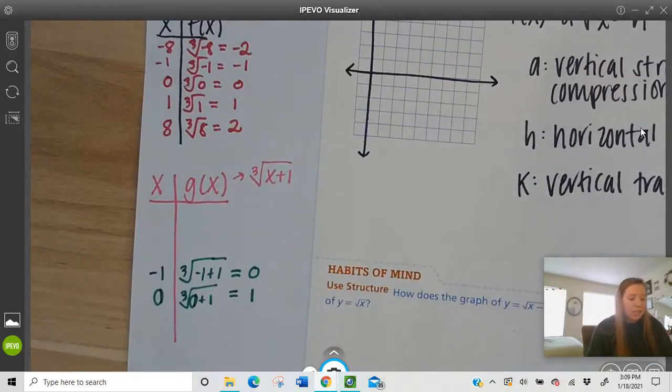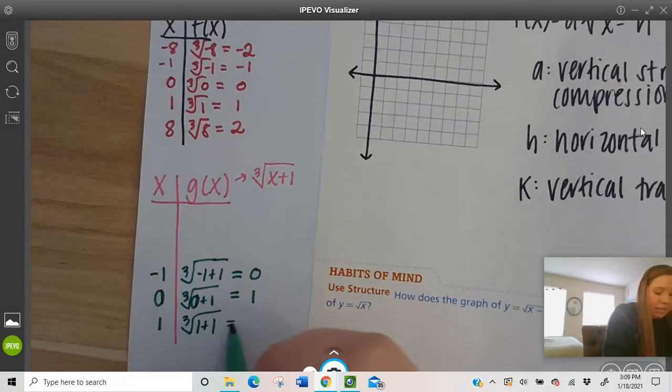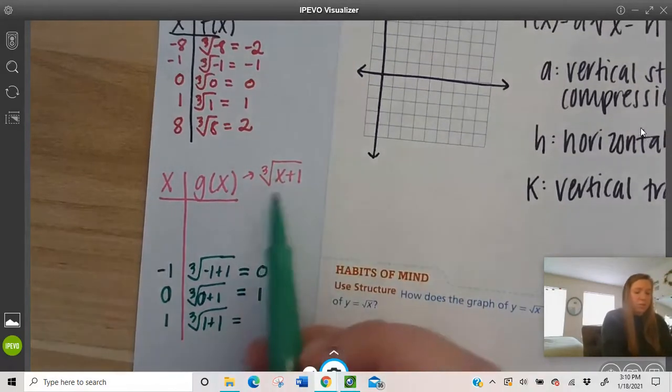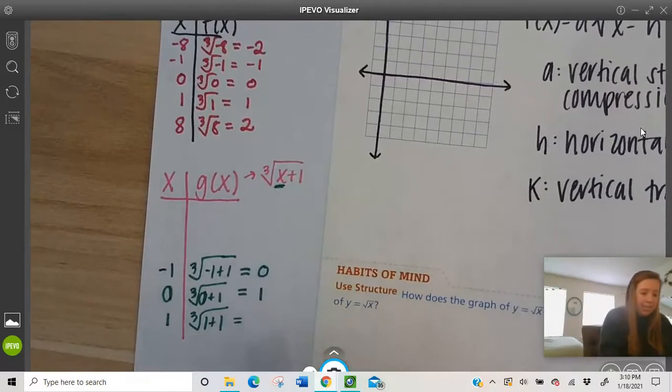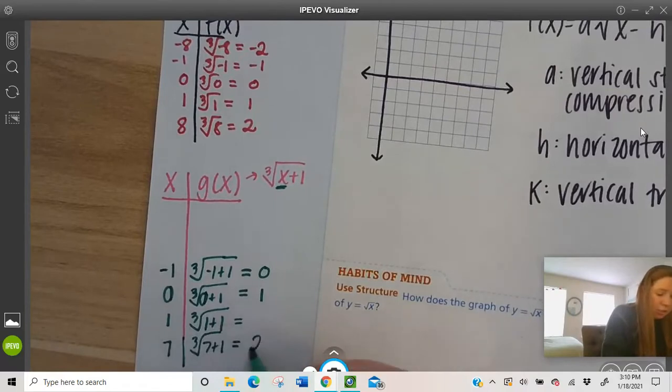We also could take, if we did positive 1, let's take a look at that. The cube root of 1 plus 1 is the cube root of 2. And you're allowed to do that. The cube root of 2 exists. It's just a decimal, so it's going to be hard to graph that on our coordinate plane. So the next cube root that we know is, you can take the cube root of 8. So what does my x value need to be so that x plus 1 is 8? It would need to be 7. So the cube root of 7 plus 1 is 8, which is 2.